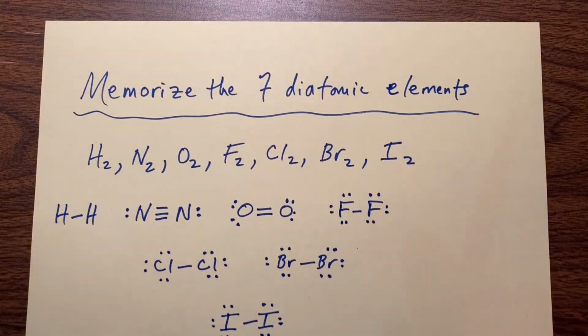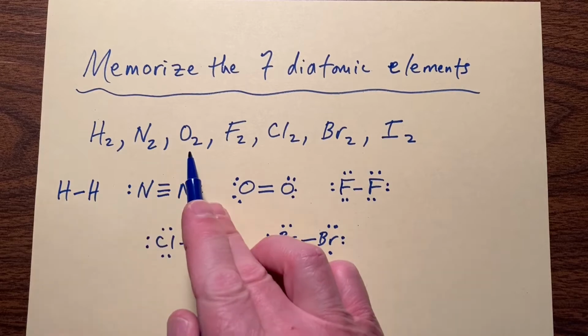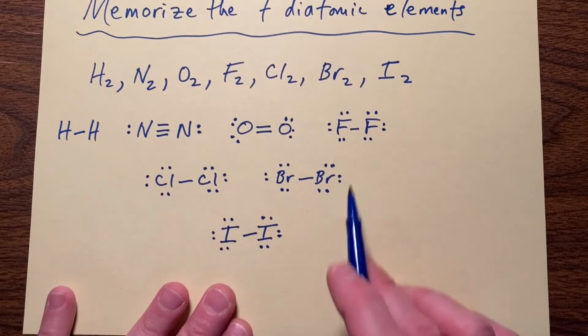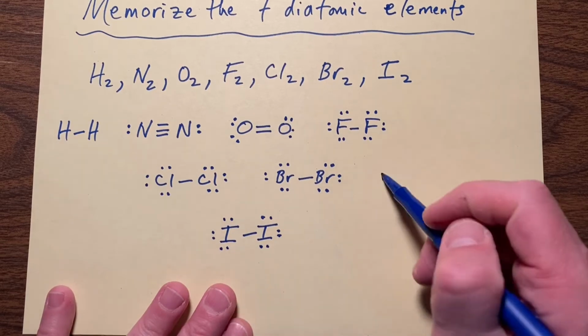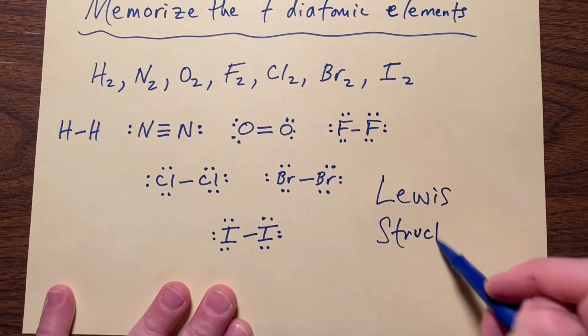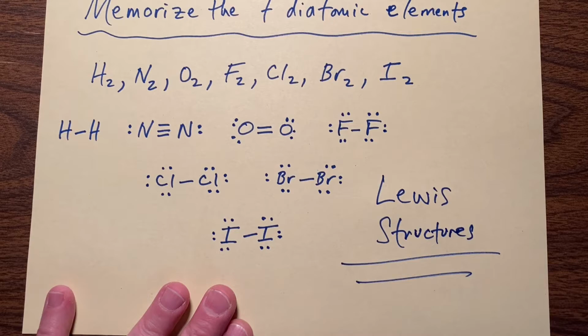I forgot to mention earlier that I'd like you to also memorize the 7 diatomic elements. They are H2, N2, O2, F2, Cl2, Br2, and I2. They look like this, and when we draw, these are called Lewis structures, and when we talk about that in a few weeks, you will understand where those structures are coming from. But they occur naturally in nature like this. They don't occur as single elements. They always occur with another atom of themselves to make a stable molecule.